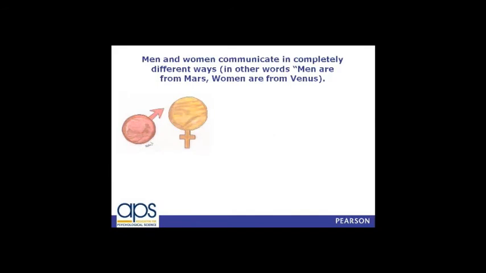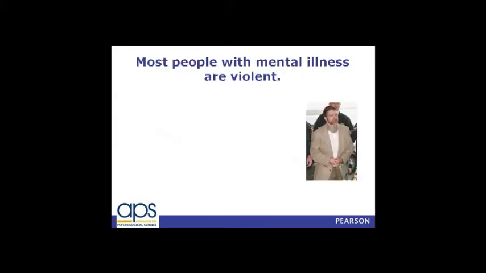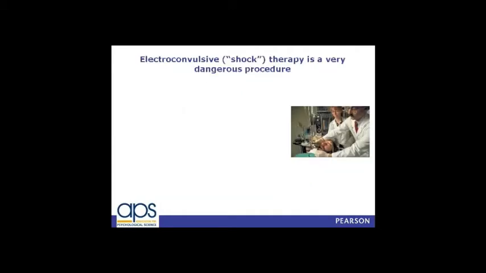Men and women communicate in completely different ways. In other words, men are from Mars, women are from Venus. And most of the students agreed with that statement. Again, the repetition of something like that can lead to the belief in it. Most people with mental illness are violent. I was pleased with this result because most of the students disagreed with it, so good there.